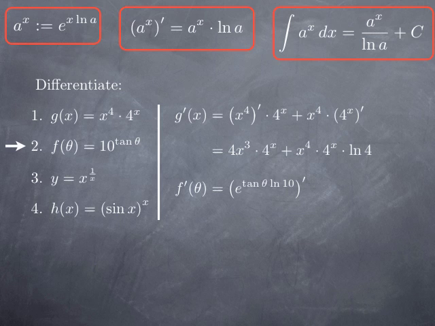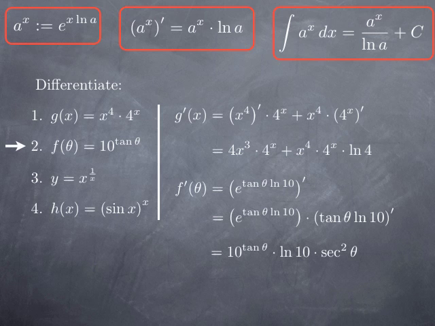We get the derivative of the exponential evaluated at tangent theta ln of 10. And then we have to multiply by the derivative of the function inside. The first term, of course, is just 10 to the tangent of theta. And for the second term, I have a constant ln of 10 multiplied by the tangent function. Derivative of the tangent function is secant squared. Therefore, I get 10 to the tangent theta, corresponding to the first parenthesis. And then derivative of the second term is just ln of 10 times secant squared of theta.